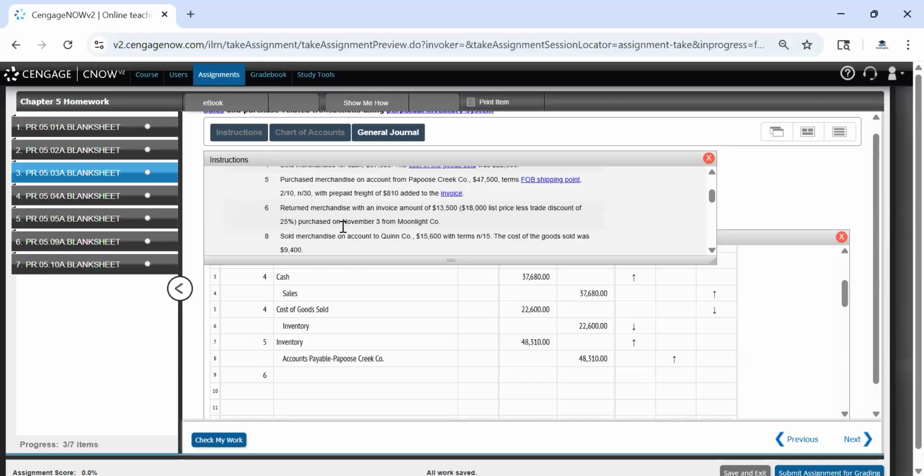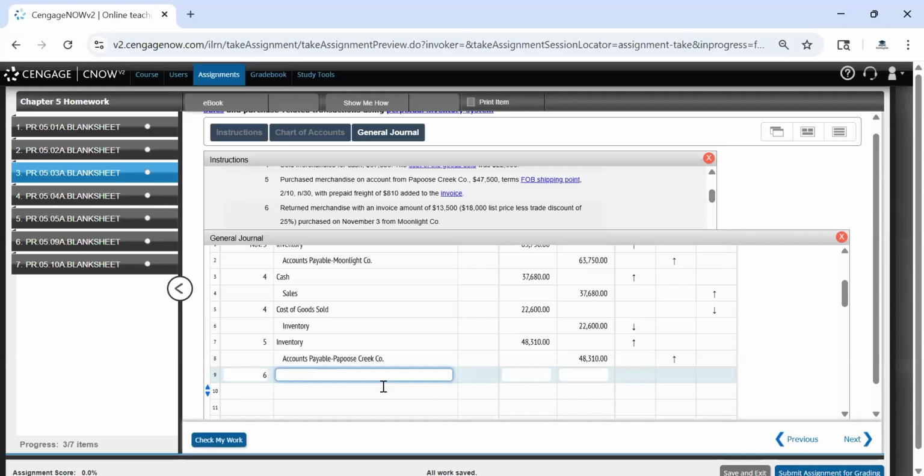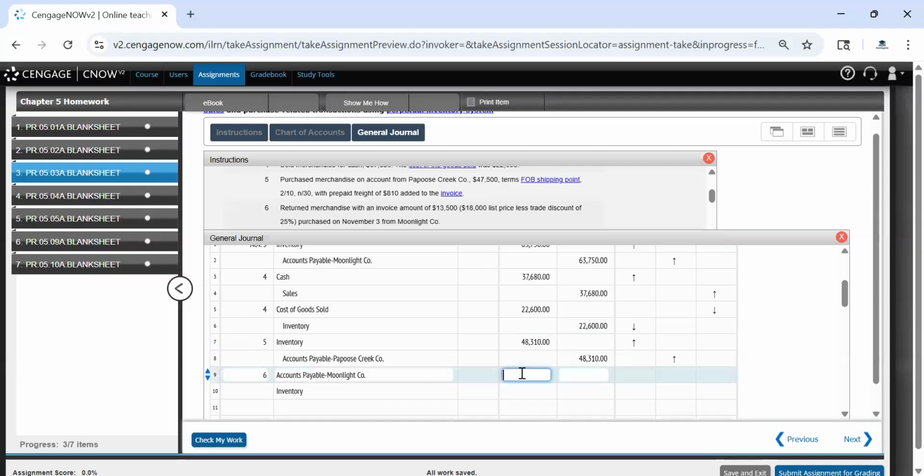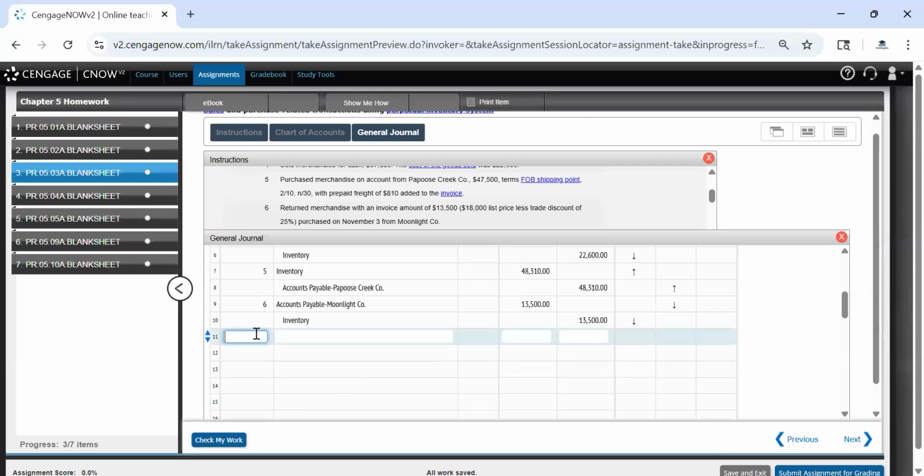Now we return merchandise with an invoice amount of 13,500, which was the 18,000 less the trade discount, purchased on November 3rd from Moonlight Company. This is going to reduce our accounts payable to Moonlight Company and also reduce our on-hand inventory. And the invoice amount of 13,500 is the amount that we are going to reduce our accounts payable by.